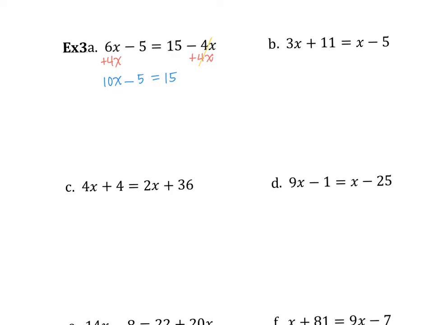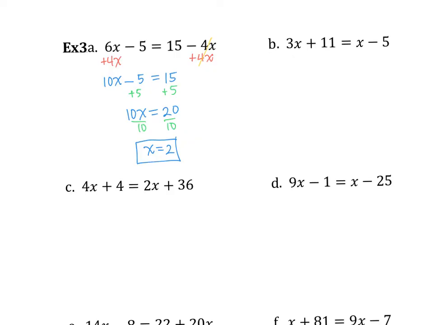Okay, now I have a two-step equation. So I'm going to go ahead and solve this like I normally do. 10x equals 20. Divide by 10 on both sides. Okay, I'm going to get x equals 2. Okay, go ahead and copy B. I'm going to go over B as well.